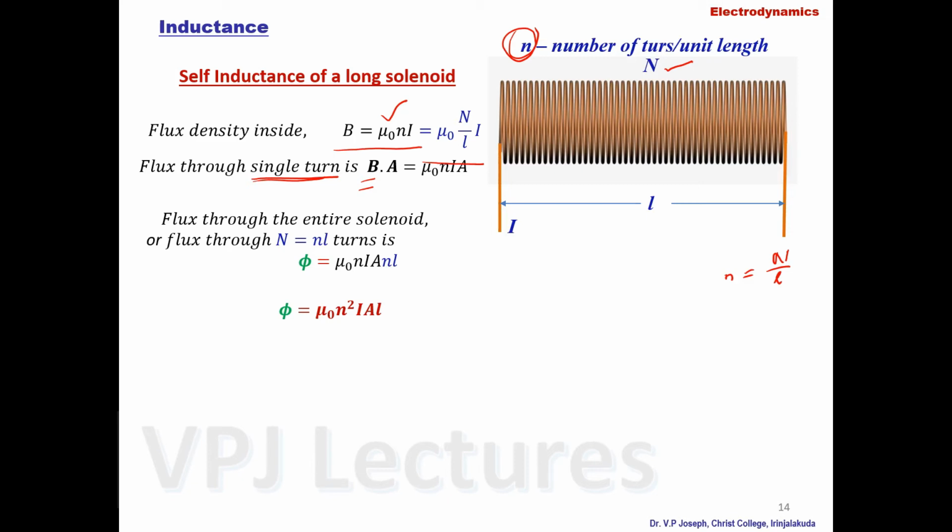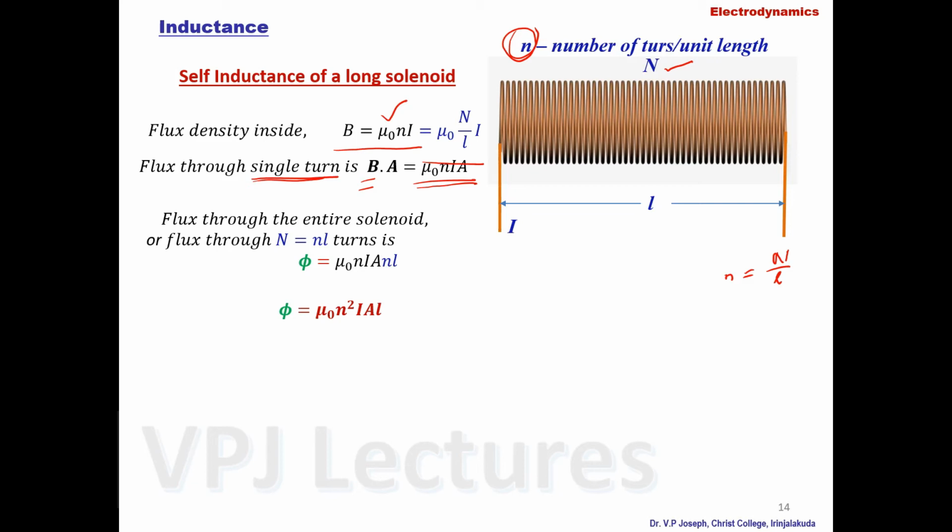So we are simply multiplying B into A to get the total flux through a single turn, or the flux associated with a single turn, and it becomes mu 0 n i A. Mu 0 n i A is the flux associated with a single turn, because mu 0 n i is B, simply multiplying with the area A.